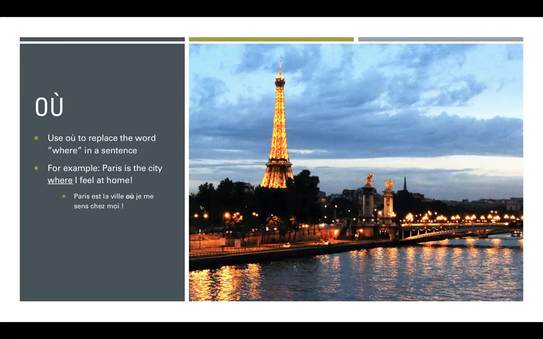So for où, you will use où to replace the word where in a sentence. For example, in English, Paris is the city where I feel at home. And in French, that would be Paris est la ville où je me sens chez moi. And you see how that où will replace the where.